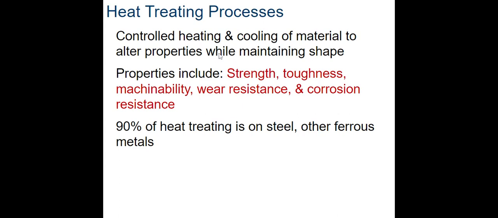Many materials are heat treated. Heat treating is controlling the heating and cooling of material to change its properties. Sometimes it can make it stronger, tougher, more machinable, more resistant to wear, and more corrosion resistant. 90% of heat treating is typically done on steel and other ferrous, meaning magnetic or iron-containing, metals.